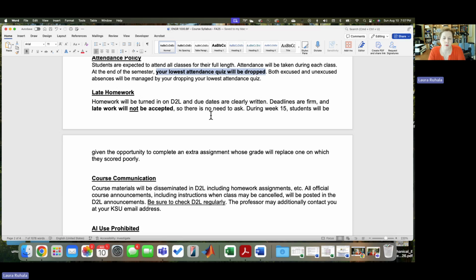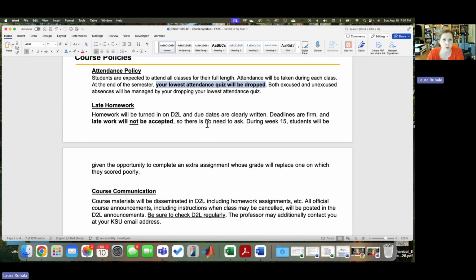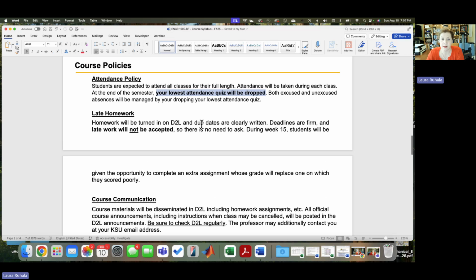So how we've gotten around that is during week 15, students are given the opportunity to create an extra assignment whose grade will replace the one on which they scored the poorest. So this seems to work well. Though I've got to say that the reason that students do poorly in this class, and the DFW rate is kind of shocking, 11, 12%.